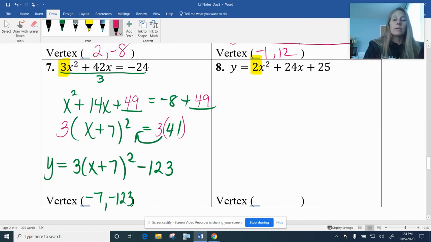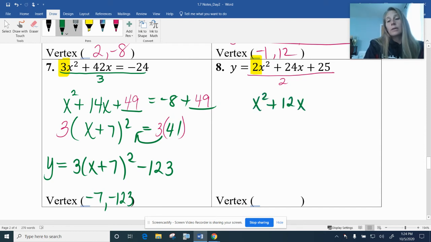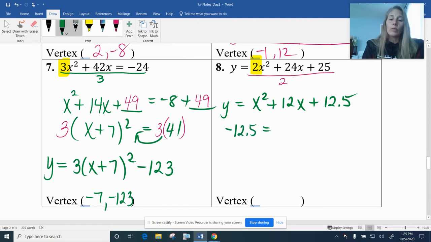Okay, one more of these. This time we're dividing everything by a 2. So I have x squared plus 12x plus, and this time we get a decimal. So now I'm going to move that over. For me, it just helps to have it on the other side. So it's going to be negative 12.5 when I move it over.